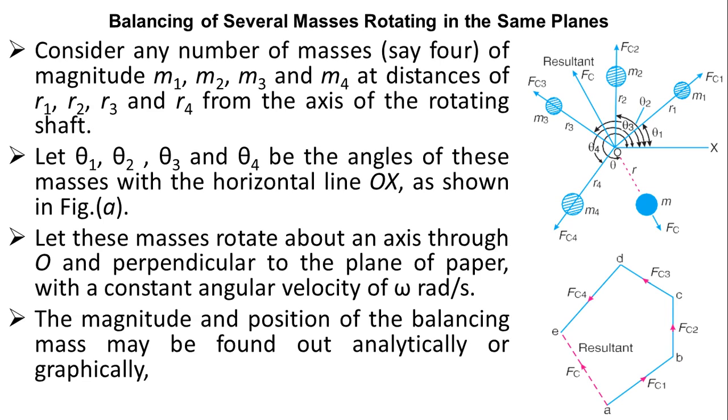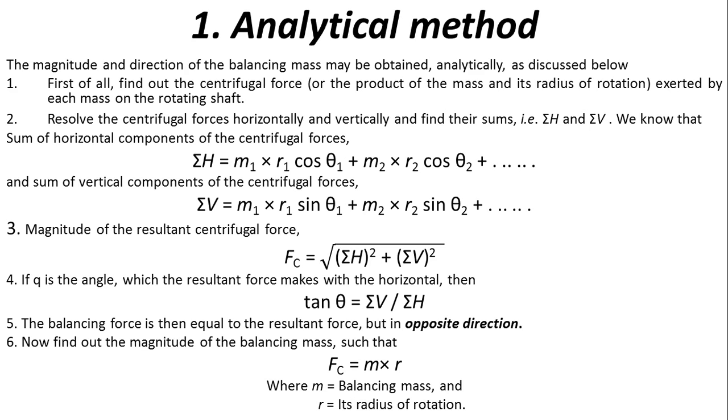The magnitude and position of the balancing masses may be found by two methods. One is analytical and one is graphical. I will show you both methods. First, the analytical method.